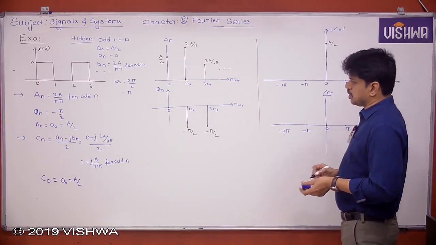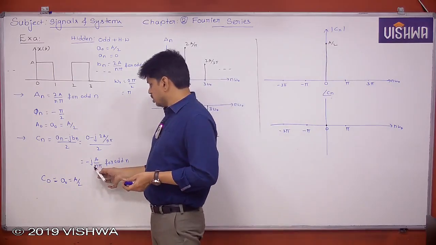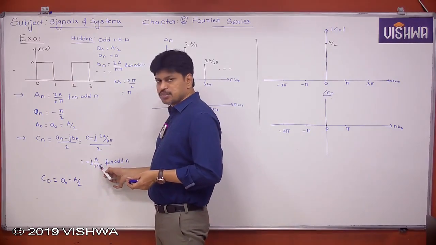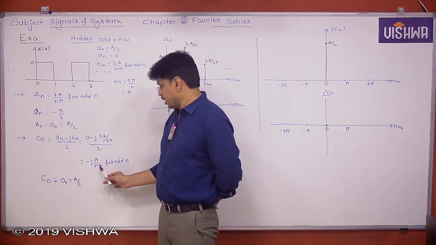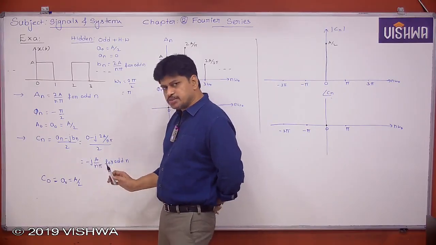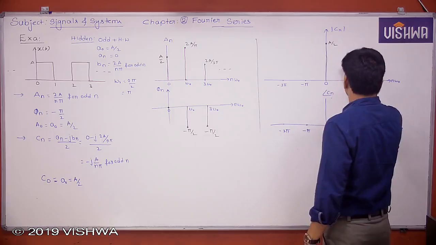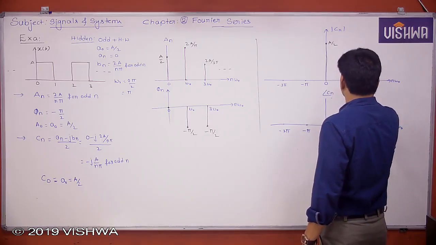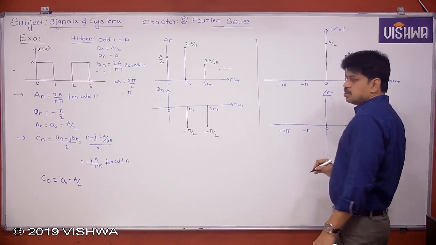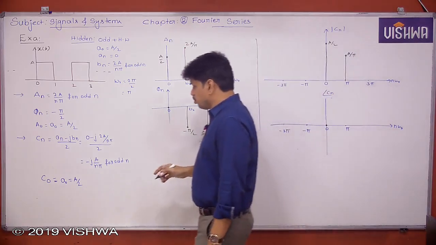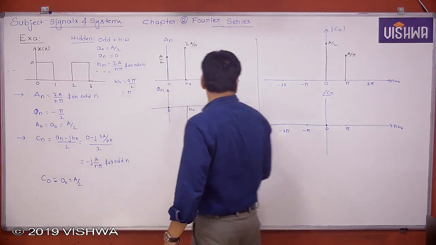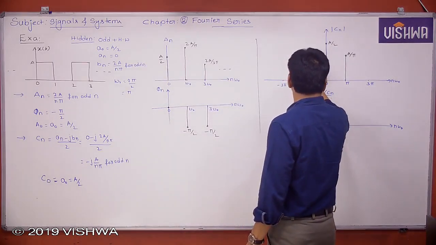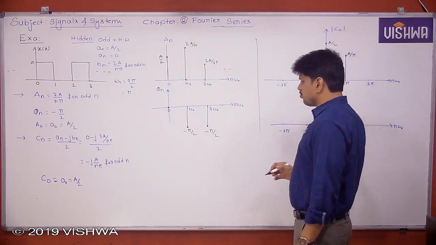At pi, that means n is equal to 1. If n is equal to 1, a by pi is the magnitude. So Cn, if n is equal to 1, is minus j a by pi. What is the magnitude here? A by pi only. So at pi we have magnitude equal to a by pi. At minus pi, that means n value minus 1, it is j a by pi. Still, the magnitude is a by pi only.